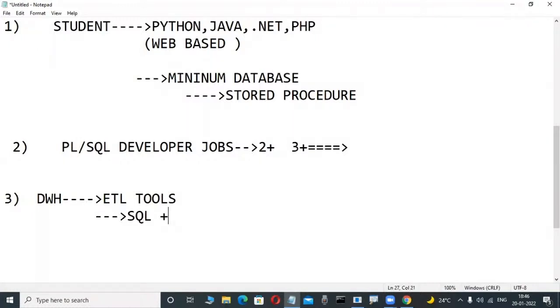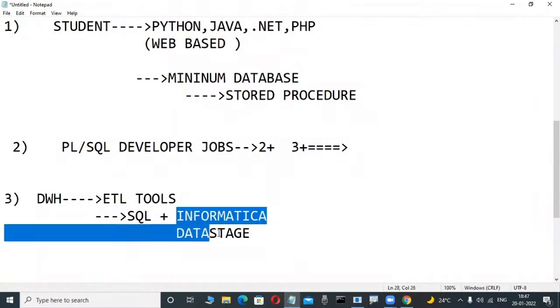Having that idea, they learn tools in institutes also. Informatica is a very popular tool. Another popular ETL tool is DataStage, and there is also Talend. These ETL tools have a graphical user interface.